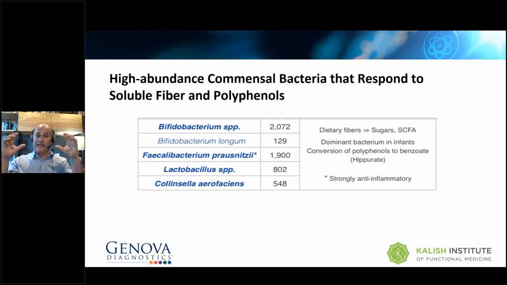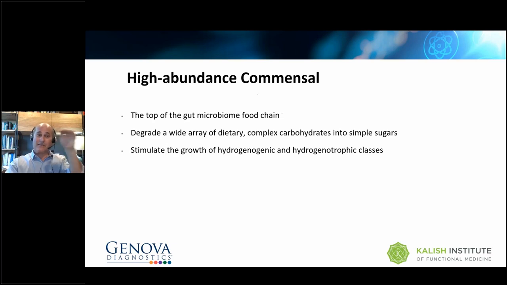So just a generalized framework for understanding the microbiome. This is the highest level you could look at it. High abundance commensal bacteria respond to soluble fiber and polyphenols. There's a list of them. That's not a complete list, but it's a good list, and it's right off the GI effects test. These are the bacteria that respond to fiber and polyphenols. And they convert the fiber, again, remember, into short-chain fatty acids. The very high end of this microbial food chain within your gut. They're going to then stimulate the other bacteria, the bacteria that are hydrogenogenic and hydrogenotrophic. The ones that make hydrogen and consume hydrogen, okay, are going to be stimulated by these other guys.